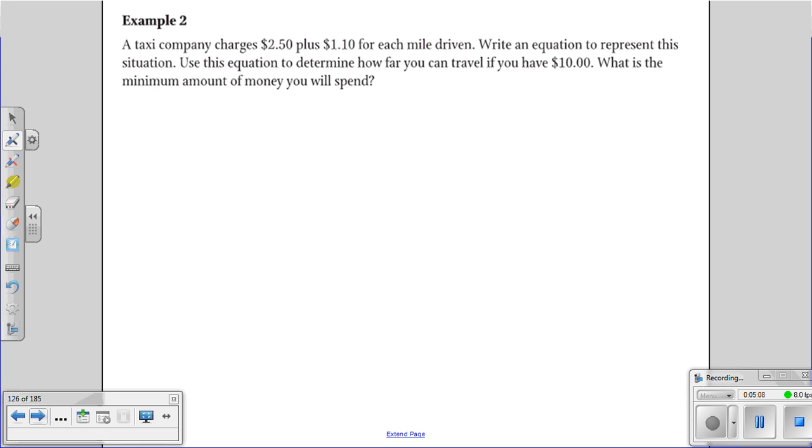So let's take a look at an application of sorts. A taxi company charges $2.50 plus $1.10 for each mile driven. Write an equation that represents the situation. Okay, we write it as an equation. Really it should be an expression right now, so we'll change it to an expression. We start with $2.50, which is what you pay when you get into the cab, plus $1.10 for each mile. And again, m is the number of miles driven.